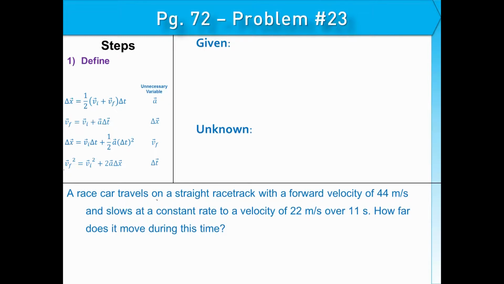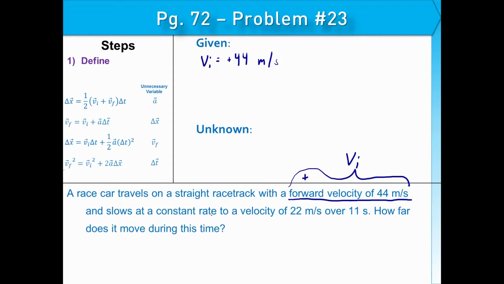So you have a race car travels on a straight racetrack. That doesn't tell you much. With a forward velocity of 44 meters per second. So forward velocity, we're going to let the direction be positive when it's traveling the forward direction. And this here, 44 meters per second, is your magnitude. So all of this is telling you the initial velocity of the race car. So I'll write up here, initial velocity is plus 44 meters per second.